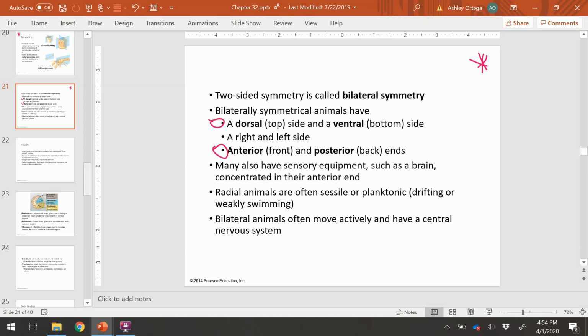Many animals have sensory equipment or sensory tissue, like nervous tissue, that will have a brain, nerve cords, spinal cords. That's something we'll briefly look at the very end of the semester in the nervous system chapter. In terms of movement, radial animals are usually sessile or planktonic, which means they're not going to swim very well, if they swim. So usually we'll see that they're actually stationary, or at least semi-stationary. And then bilateral animals will usually be the ones moving about.